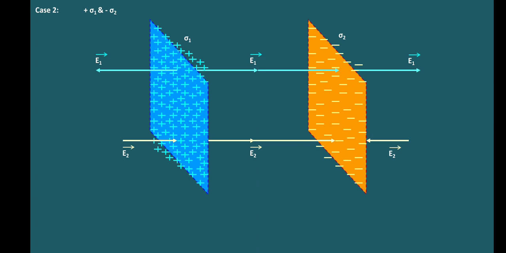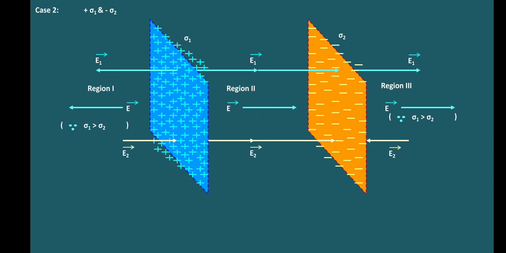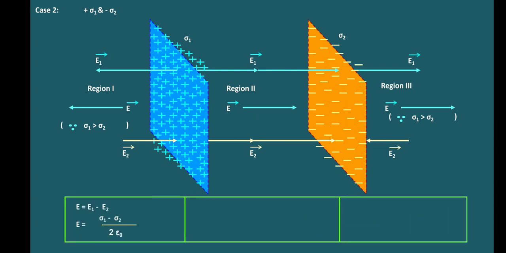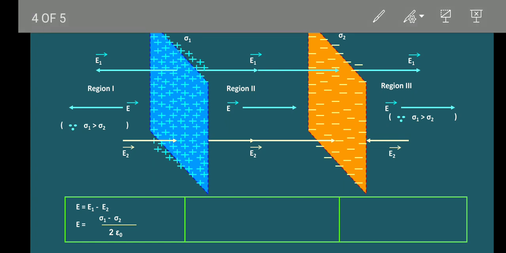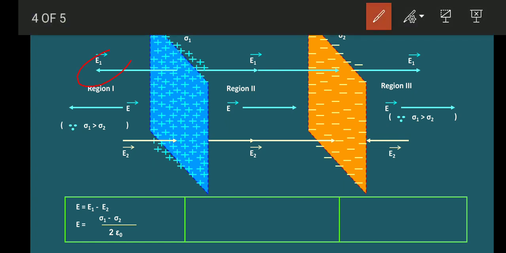Likewise, there are three regions: region 1, region 2, and region 3. In region 1 and region 3, sigma 1 will be greater than sigma 2, but region 2 will be different. Let us calculate the first one. See that at region 1, the direction of the electric field E1 and the direction of the electric field E2 are opposite to each other, so they will be subtracted. So the expression is sigma 1 minus sigma 2 divided by 2 epsilon naught.